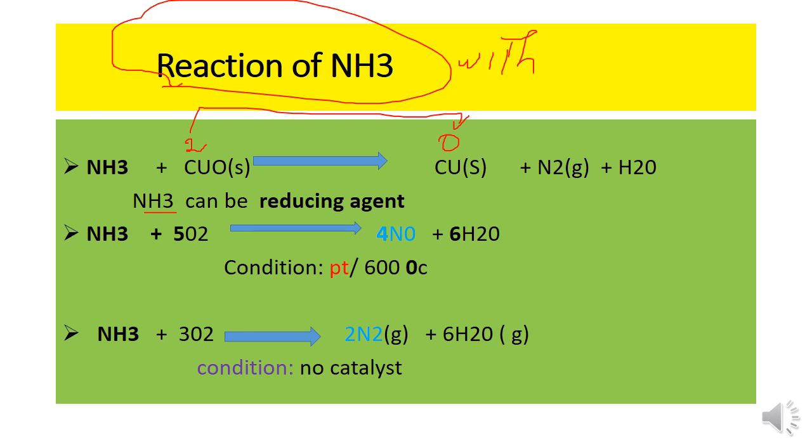Also, ammonia reacts with oxygen gas to produce nitrogen oxide plus water. The conditions are platinum and temperature. With this temperature, in the absence of catalyst, we produce nitrogen dioxide plus water. In the presence of oxygen and catalyst, we produce this one.